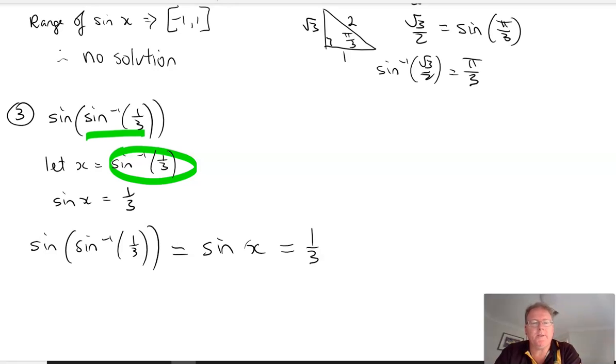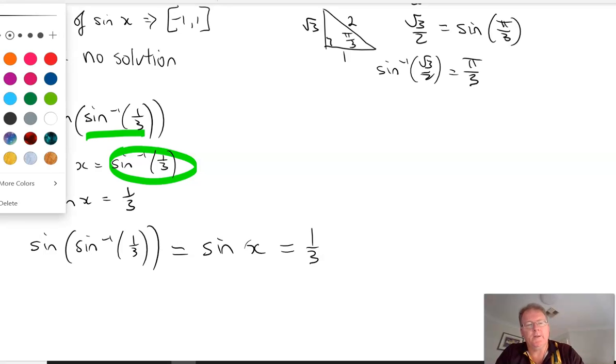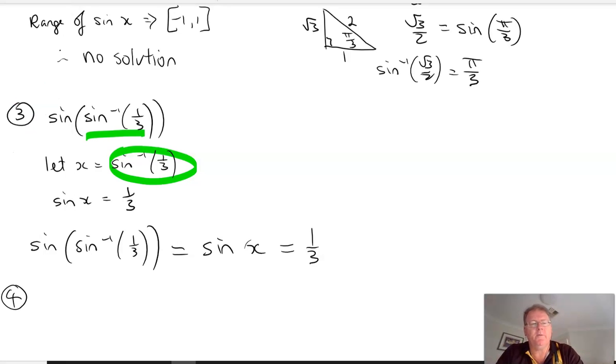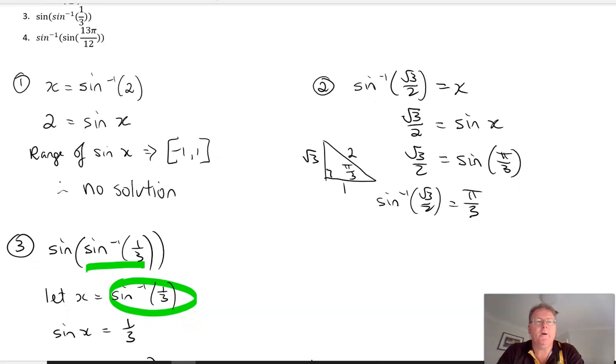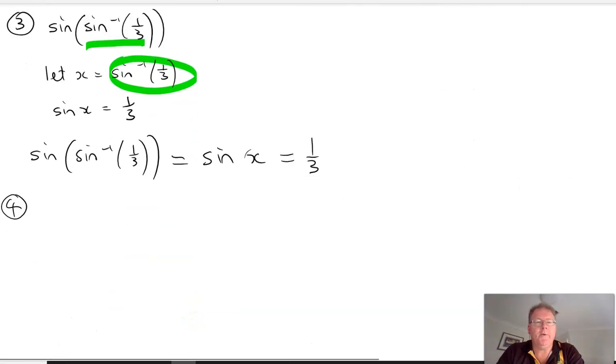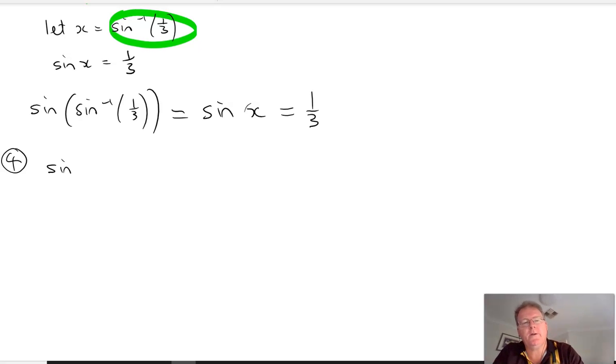Now, what do you notice has happened? Well, we already know that the inverse function and the original function cancel each other out. So that's what we've discovered. And that's what we've proven by doing some tricky little algebra steps. Okay, so the sine of the sine minus 1 of 1/3 is 1/3. Okay, so is it always just that simple? Well, let's look at question number 4. So sine minus 1 of the sine of 13 pi on 12.